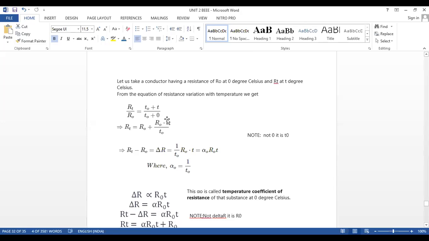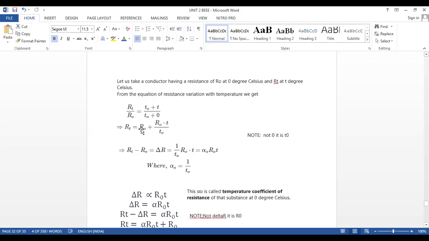R0 into T0. Here there is one printing mistake. Not 0, it is T0. What should the denominator be, anyone tell me? It is not 0, it is a printing mistake, so I have written it modified. In the place of 0, it has to be T0. T0 represents the change in temperature. So RT by R0 is equal to T0 plus T by T0 plus T0 only. What's going to happen here? Divide both terms. Here it will be 1 plus T by T0. Understood all of you? 1 plus T by T0.